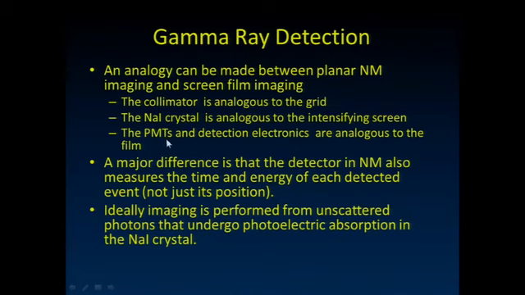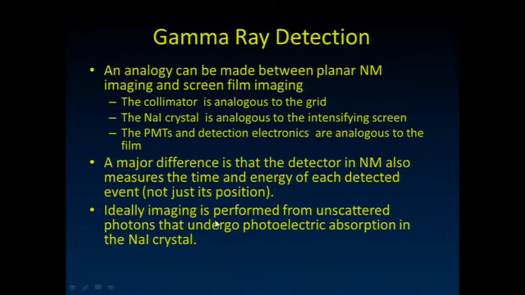The photomultiplier tubes and the detection electronics are analogous to the film or to the digital detectors that we're using in digital radiography. The major difference is that the detector in nuclear medicine also measures the time and the energy of each event that occurred, not just where it happened on the imaging detector.